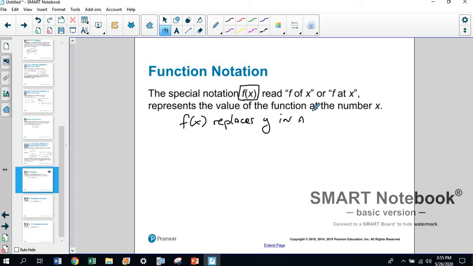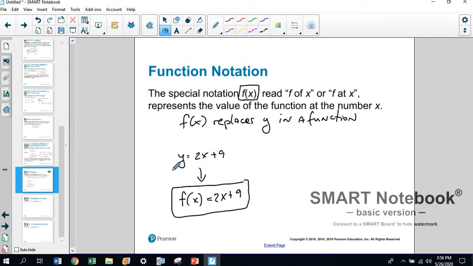in a function. So the example I wrote on the last page of y equals 2x plus 9, we would no longer write it like that because this is a function. We write it as f of x equals 2x plus 9. And that means the same thing as this. They mean the same thing.